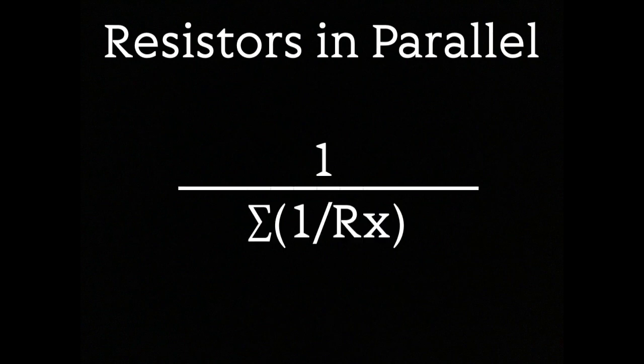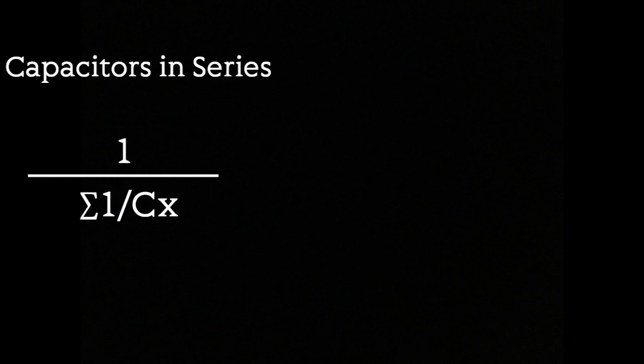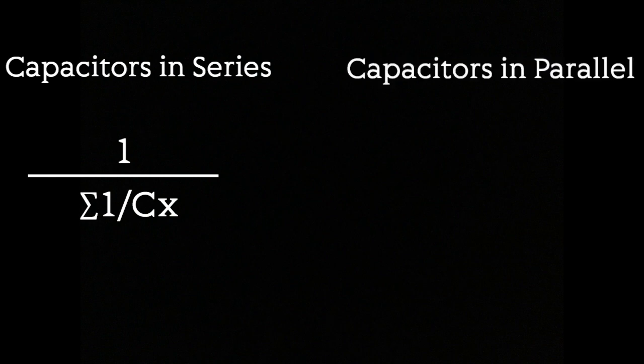It's calculated by doing the inverse of the sum of 1 over the resistance, aka 1 over the sum of 1 over the resistor value. For capacitors, the equations are reversed. Capacitors in series are the inverse of the sum of 1 over the capacitor values, and capacitors in parallel are simply the sum of the capacitor values.